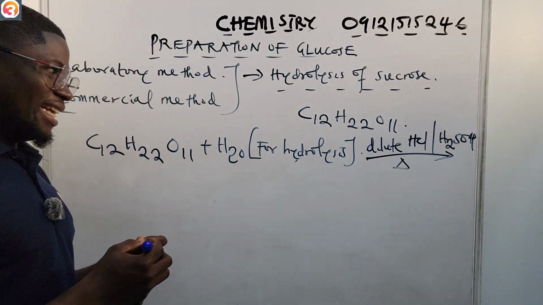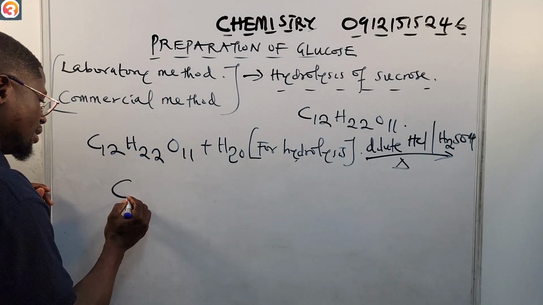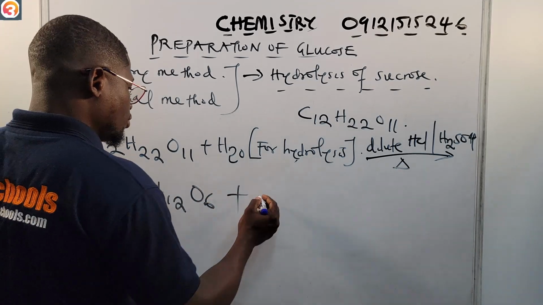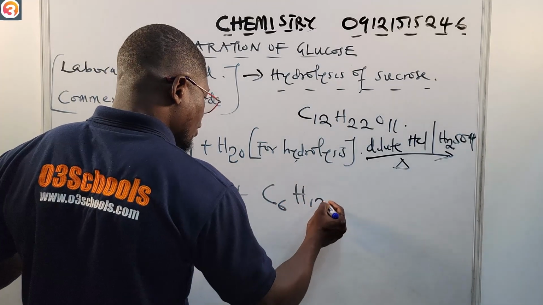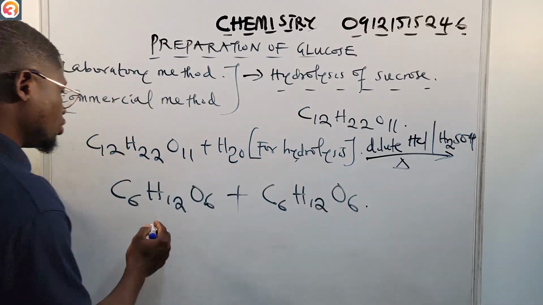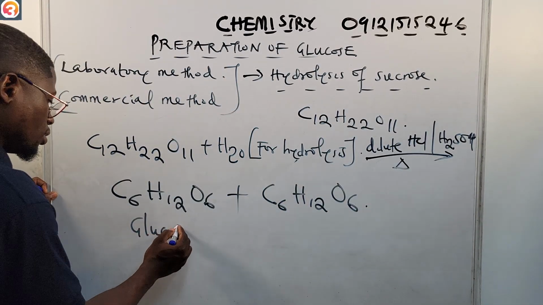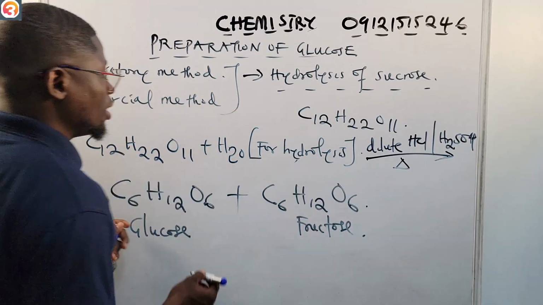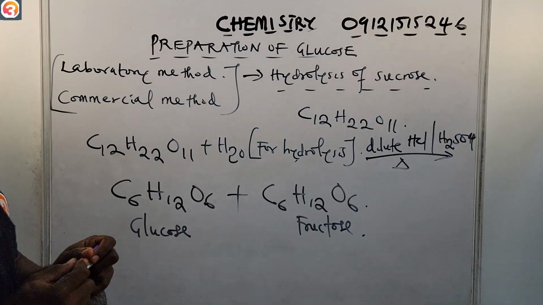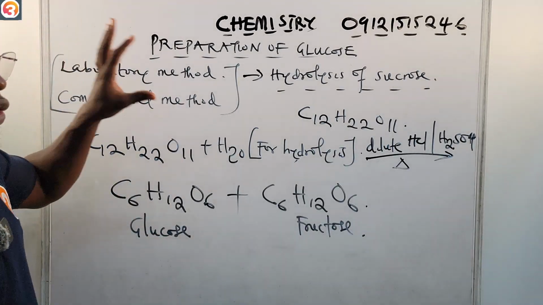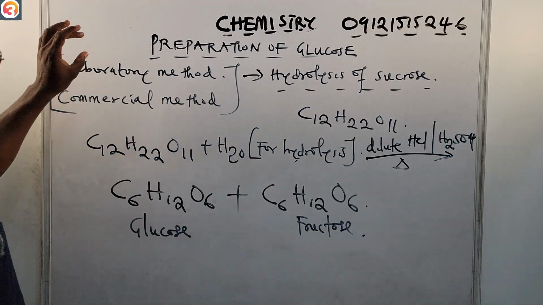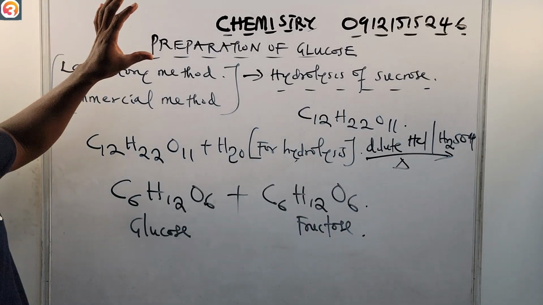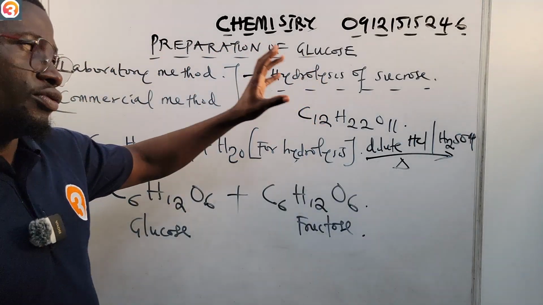So once we apply heat, it will break down into C6H12O6 plus C6H12O6. This one is glucose, and this one is fructose. So this is one of the first methods that we can use to prepare glucose in the laboratory. For the laboratory method of preparing glucose, what we do is hydrolysis of sucrose.